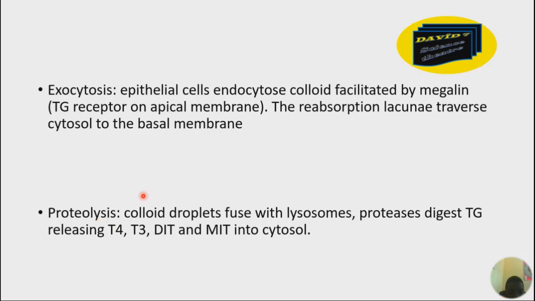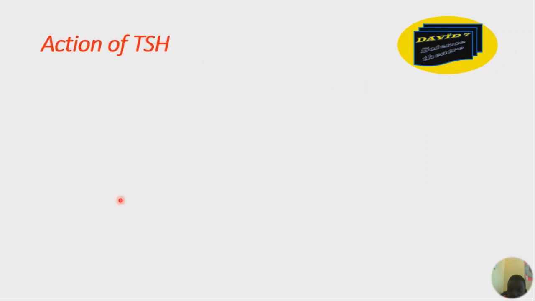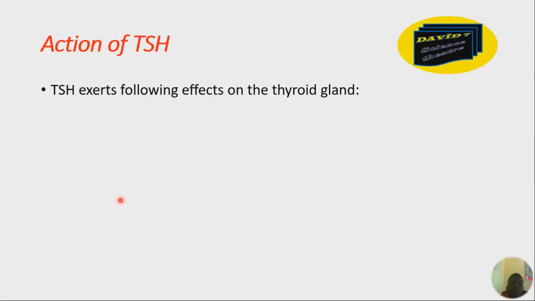Proteolysis. The colloid droplets fuse with the lysosomes. Now the proteases digest the thyroglobulin, releasing T4, T3, DIT, and MIT into the cytosol. That is what occurs in proteolysis. Now the T3 and T4 will go into the blood. By just diffusion, they can traverse through the cell membrane.